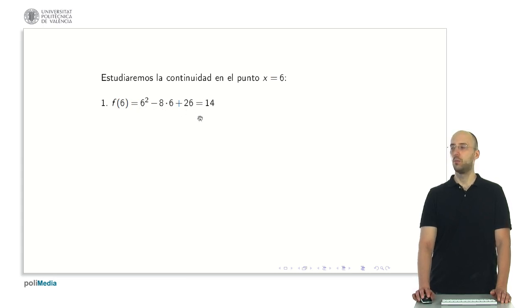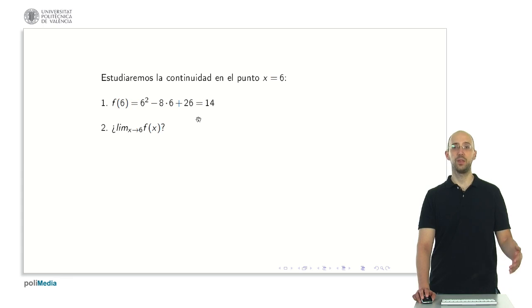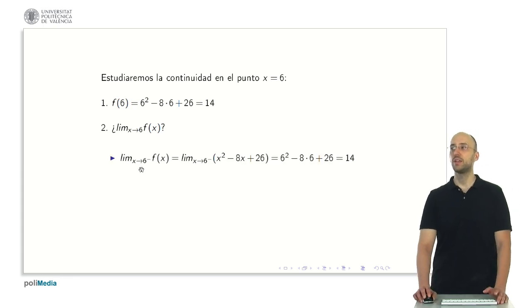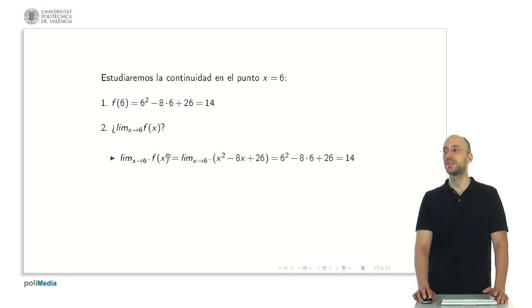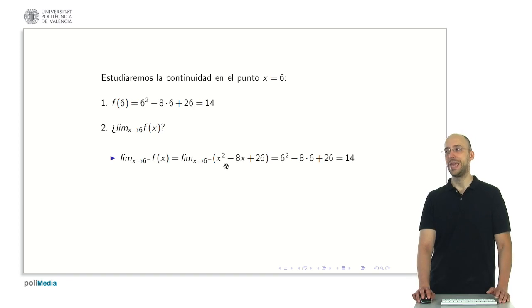Next step. Is there a limit of the function when x tends to 6? The same as before, we have to analyze from the left and from the right. Now imagine that I am getting closer to x from the left. Then what expression does make sense when I get close from the left? X squared minus 8x plus 26. How is the limit calculated? Replacing x with 6. And I end up with the same expression as before, which is equal to 14.